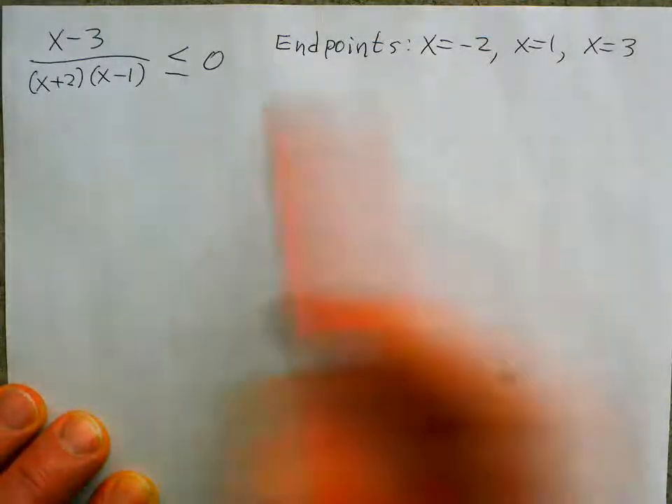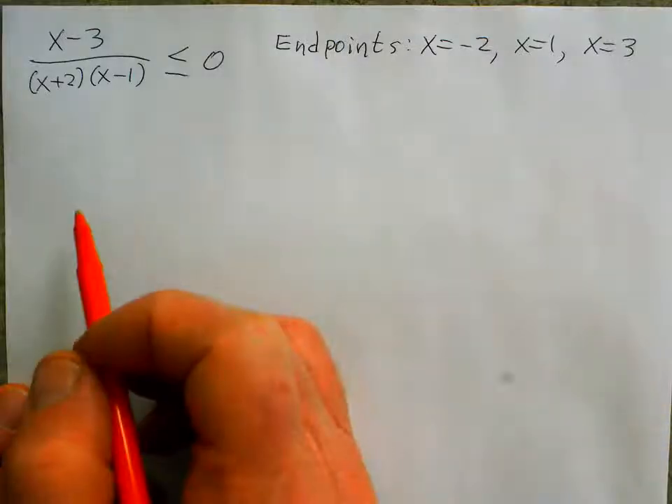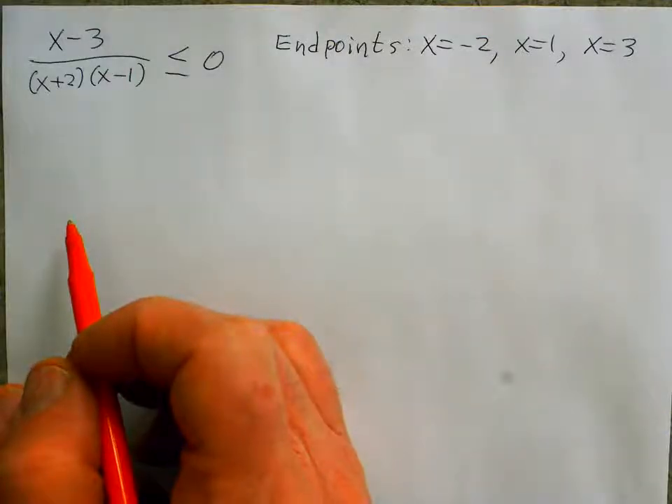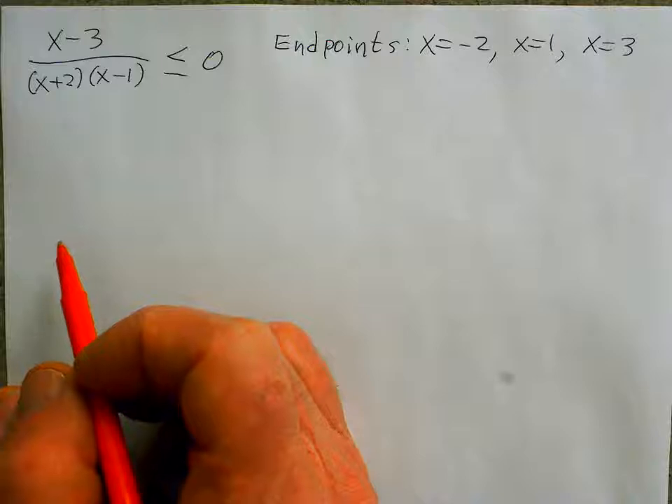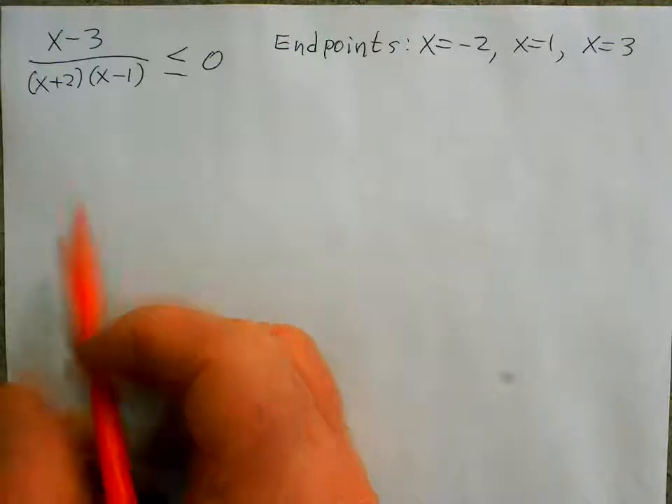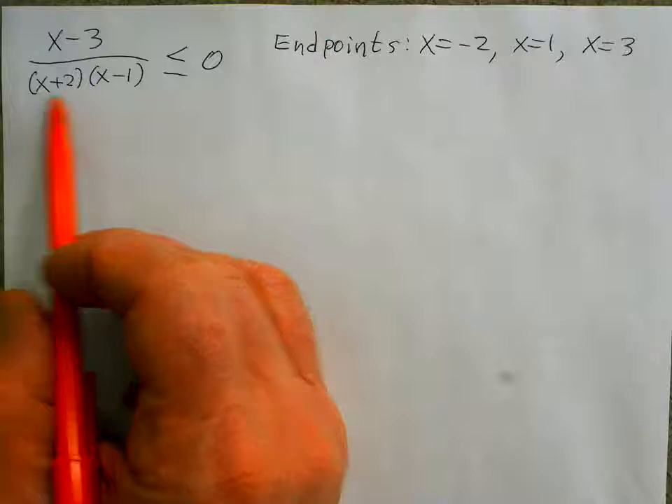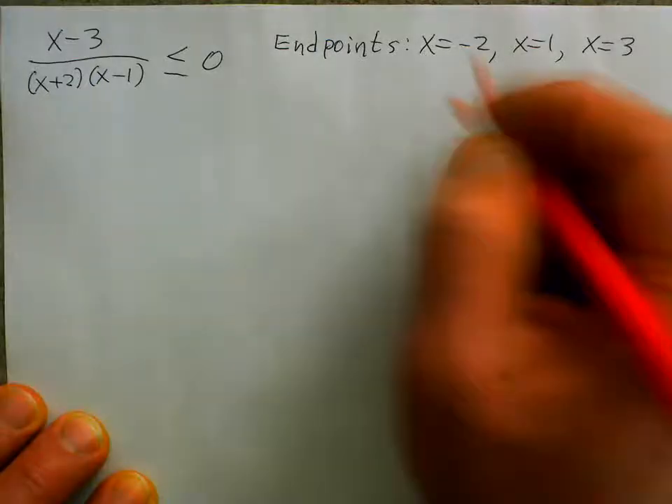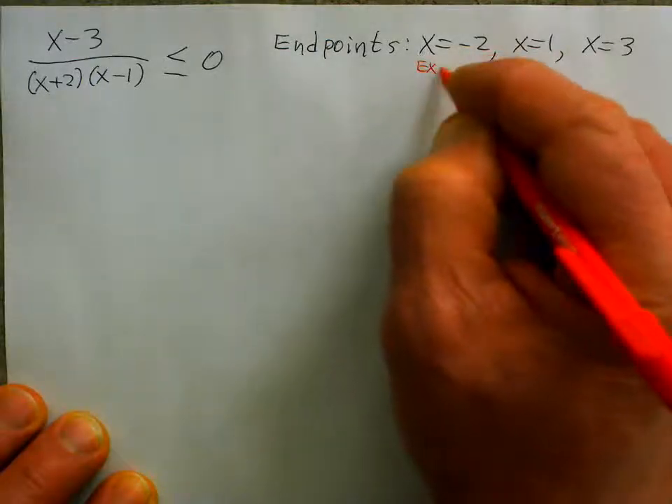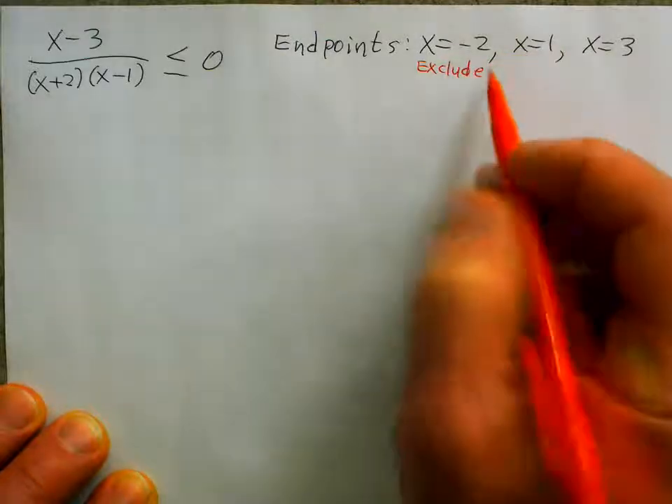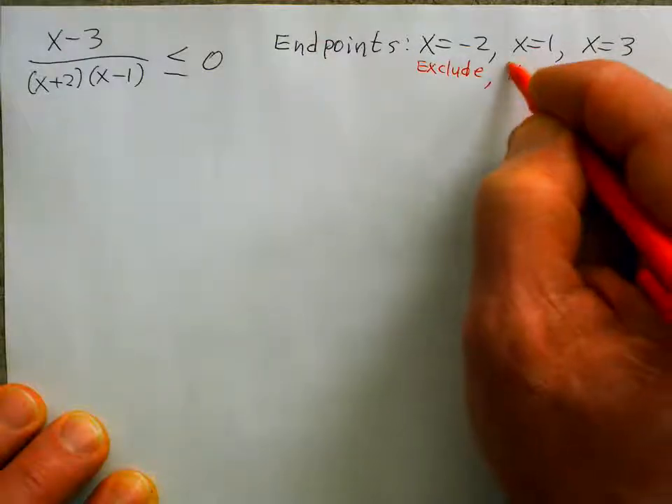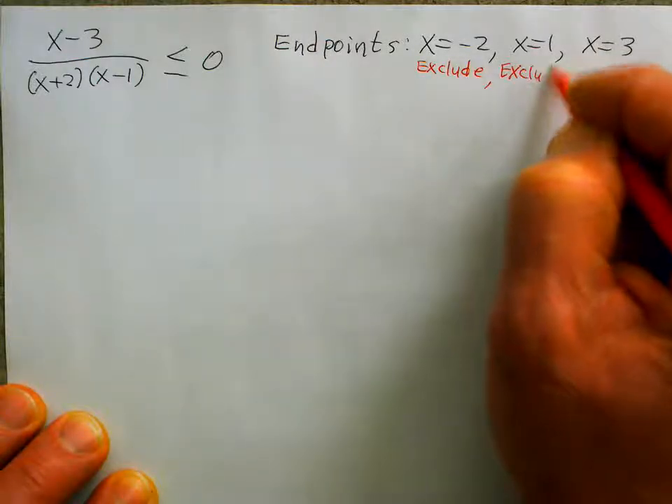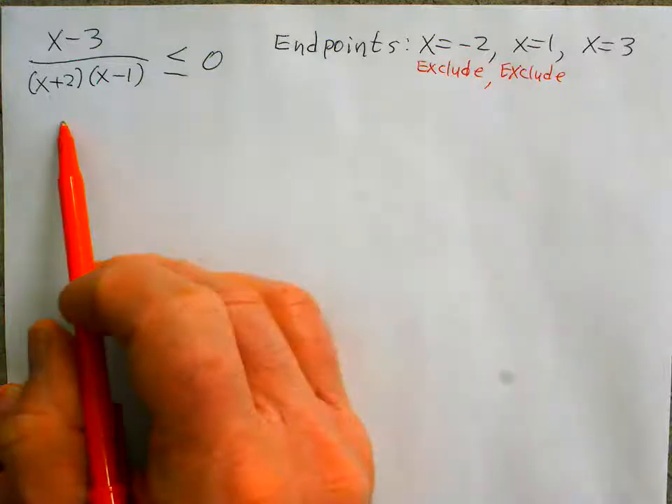So we can decipher right now which endpoints will be included in the solution set and which ones will be excluded. We always exclude endpoints that come from the denominator, so we're going to exclude -2, we're going to exclude +1. Those are the x values that come from the denominator.